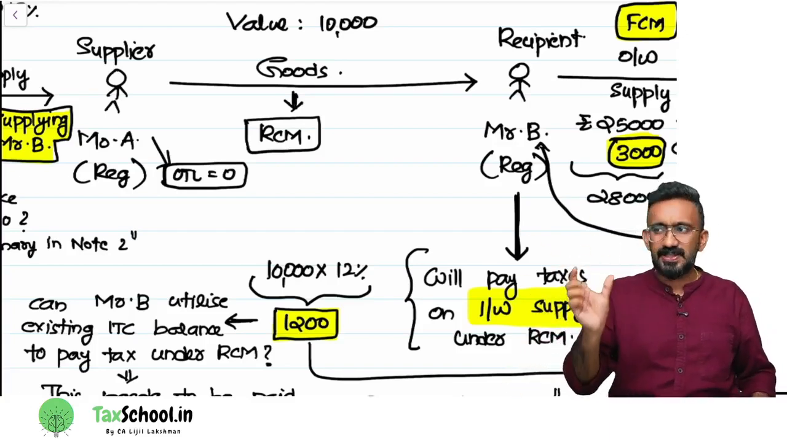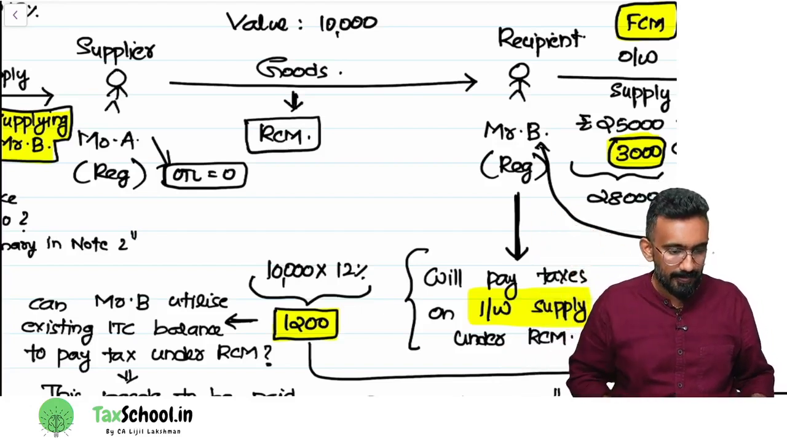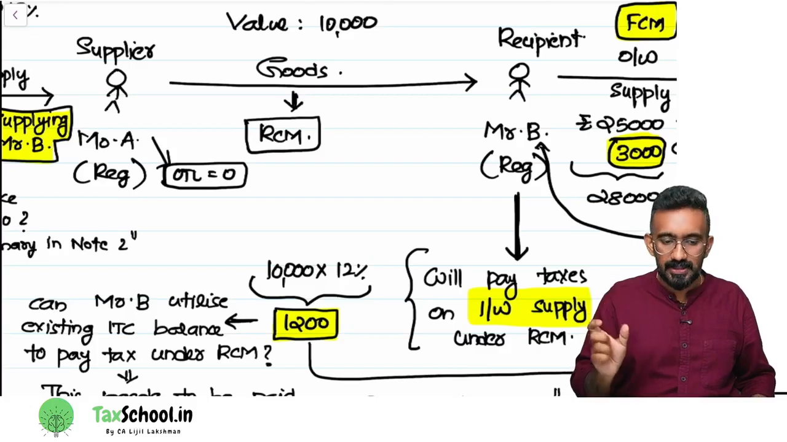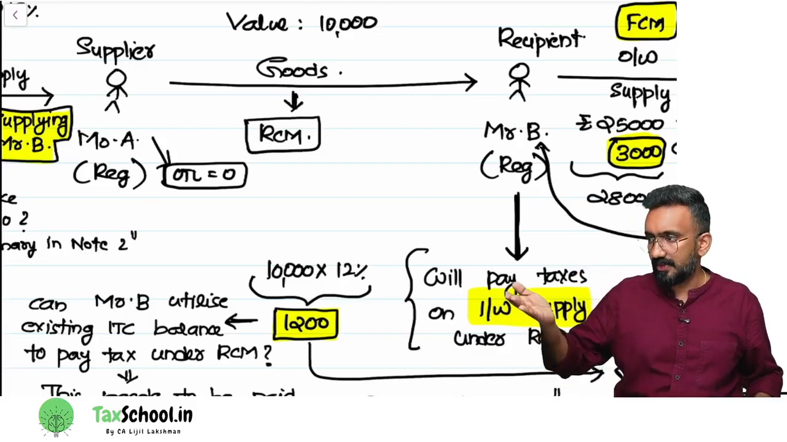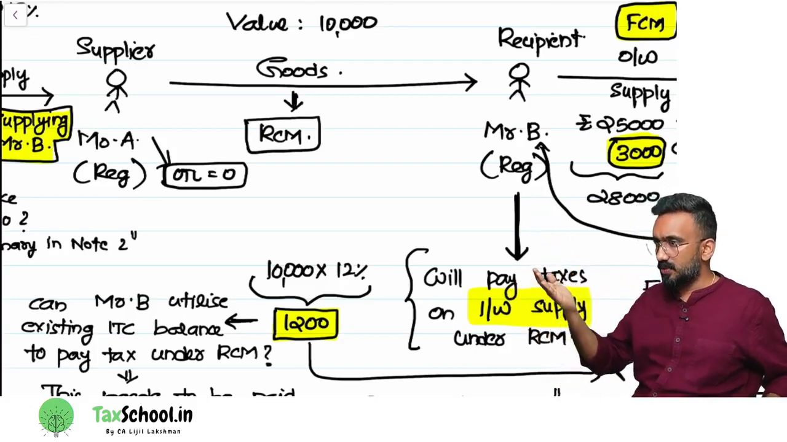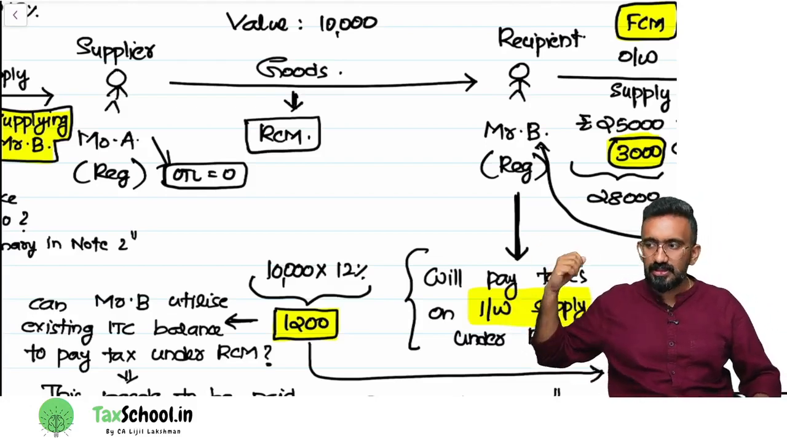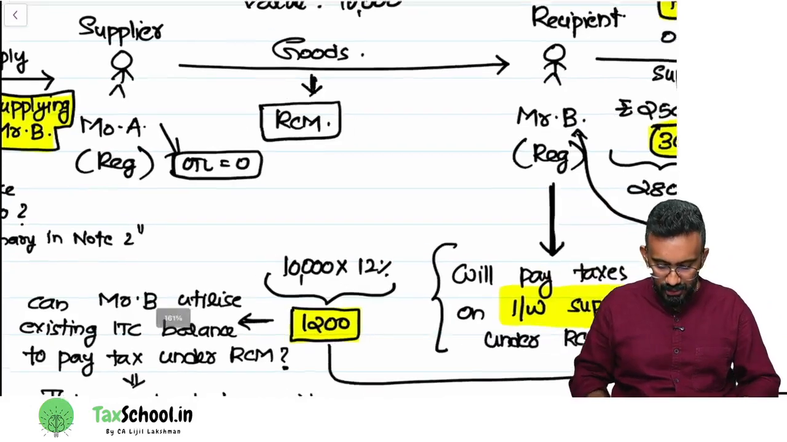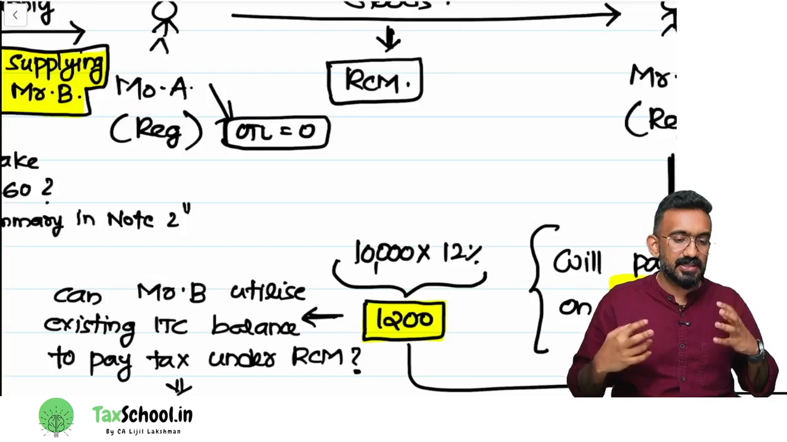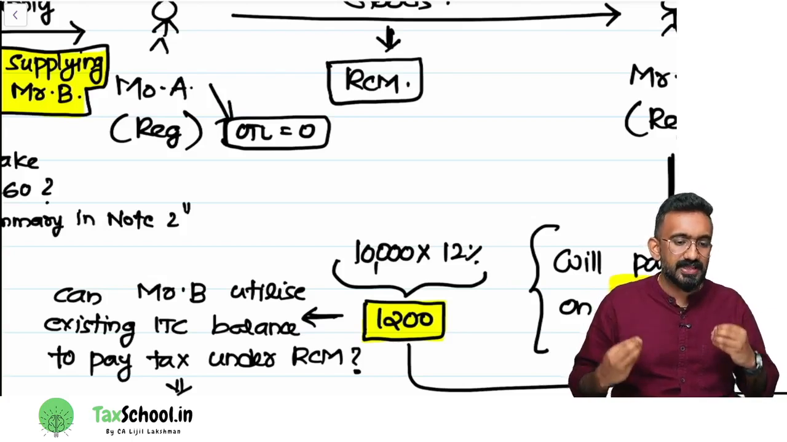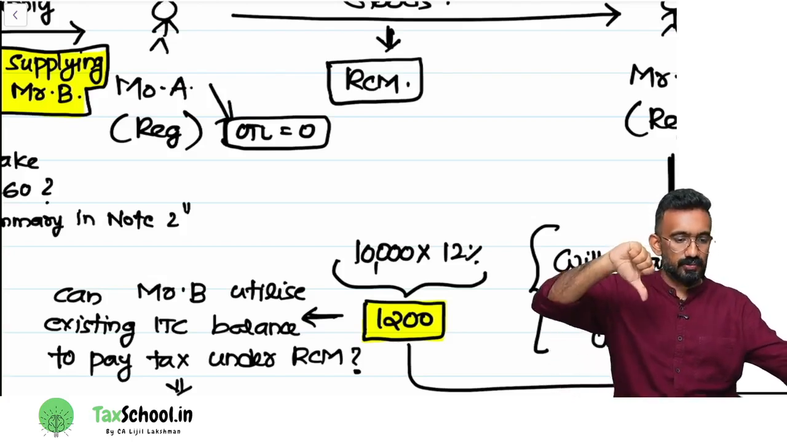Let's assume that goods are taxed at 12%. So how much money needs to be paid by Mr. B here? 10,000 into 12%, that is 1,200 rupees, right? Mr. B, registered person, will pay tax on inward supply under RCM, which will be 10,000 into 12%, 1,200 rupees. Now I have written a question there. Can Mr. B utilize the existing ITC balance to pay this tax under reverse charge? Yes or no?